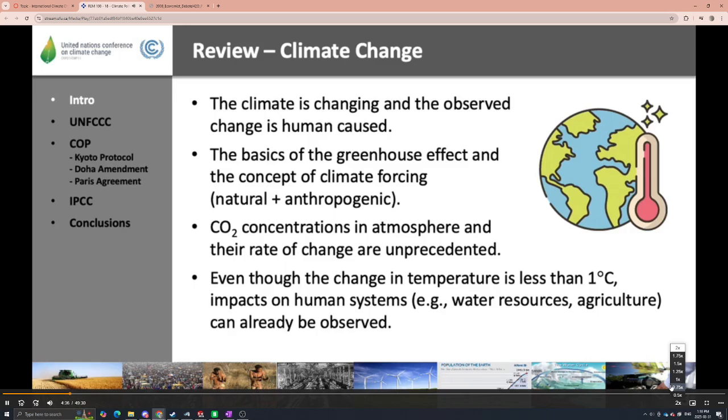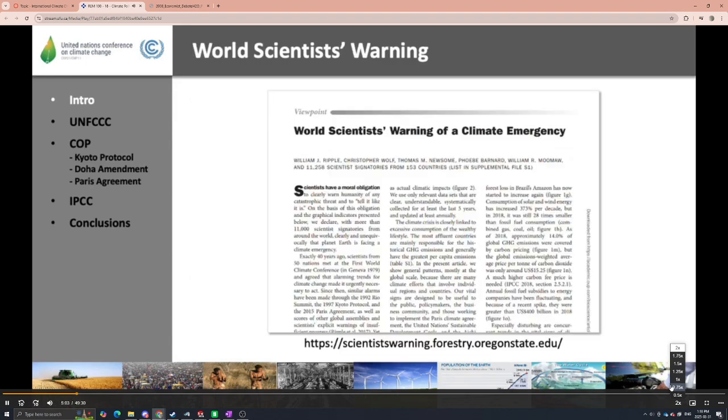The observed increase in the global average temperature so far is less than 1 degree Celsius, and this might not seem like a lot, but the effects on systems on the planet, systems that are critical for humans, such as water resources and agriculture, can already be observed. So the changes are causing real effects now.